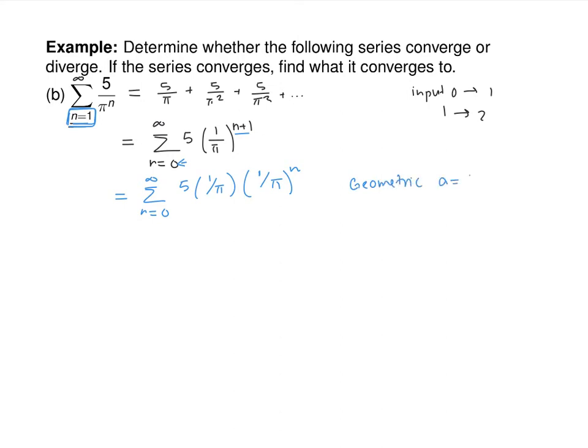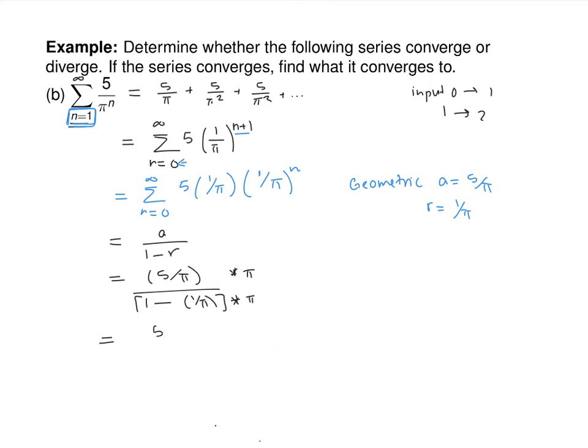The a is actually 5 over pi, and the r is 1 over pi. And since pi is about 3.14, 1 over 3.14 is certainly less than 1. So this thing will converge to a over 1 minus r. So 5 over pi over 1 minus 1 over pi. Multiply numerator and denominator by pi to simplify, and we have that this series sums to 5 over pi minus 1.